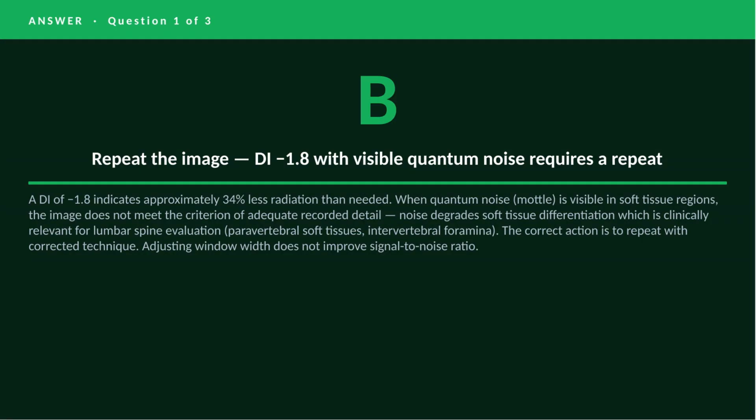The answer is B. Repeat the image. A D1 of -1.8 indicates approximately 34% less radiation than needed. When visible quantum noise is present in soft tissue regions, the image does not meet the criterion of adequate recorded detail. Soft tissue detail, paravertebral muscles, intervertebral foramina, is clinically relevant for lumbar spine evaluation. Adjusting window width does not improve signal-to-noise ratio. The correct action is to repeat with corrected technique.